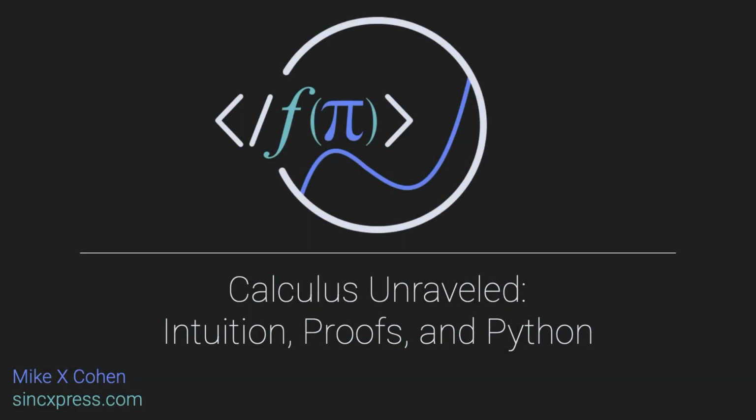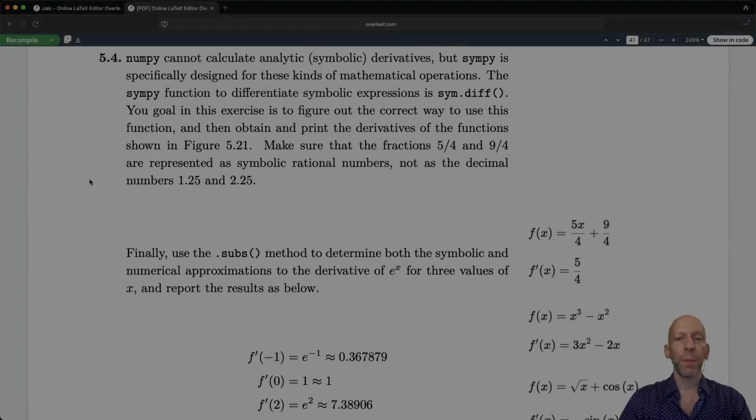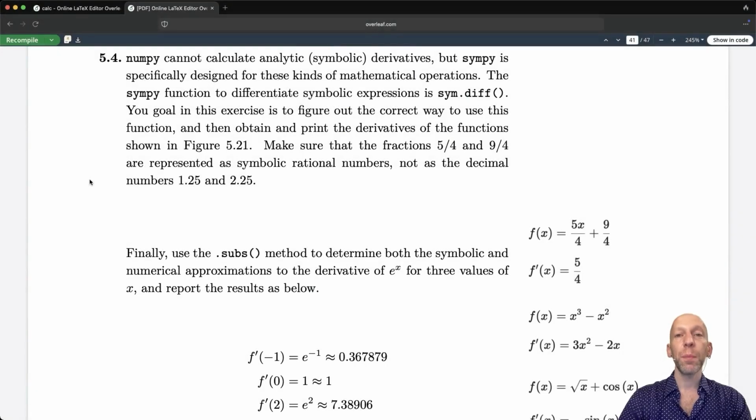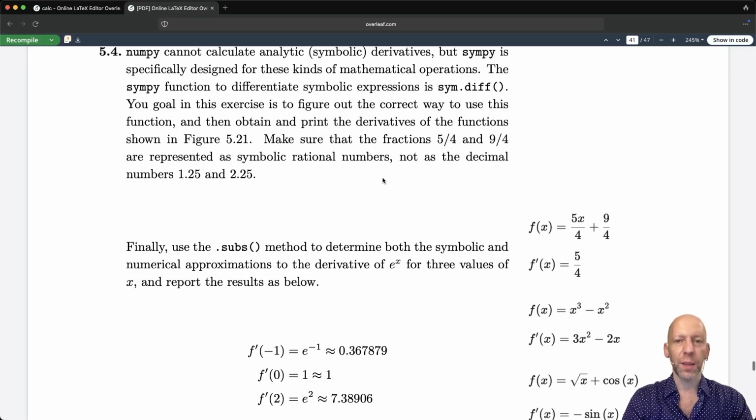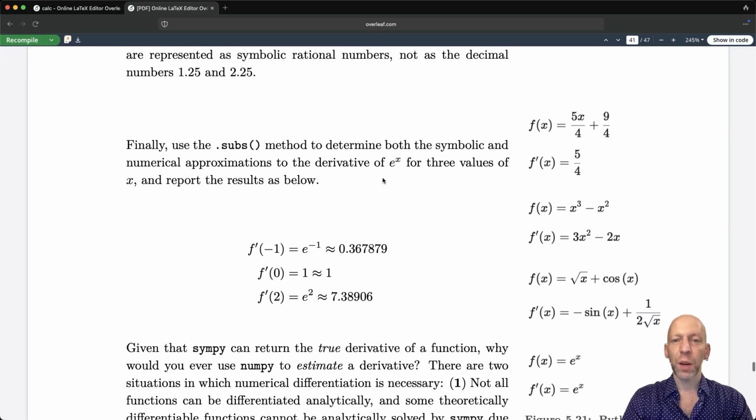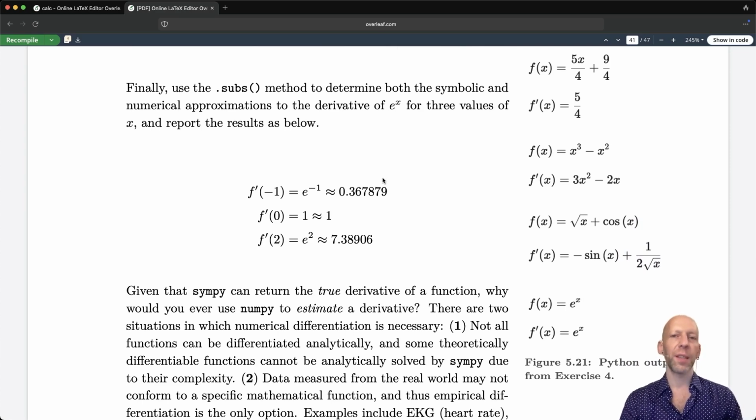The goal of exercise 4 in chapter 5 is to use SymPy to calculate the exact derivative formulas for different functions. This is different from using NumPy to approximate empirical derivatives, as we've been doing in the past several exercises. Okay, so there are two parts to this exercise. I will start with the first part and then show you the solution and then come back to the book to discuss the second part.